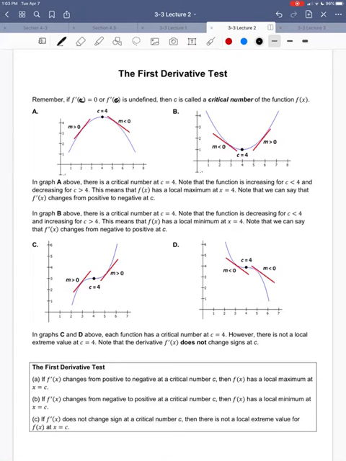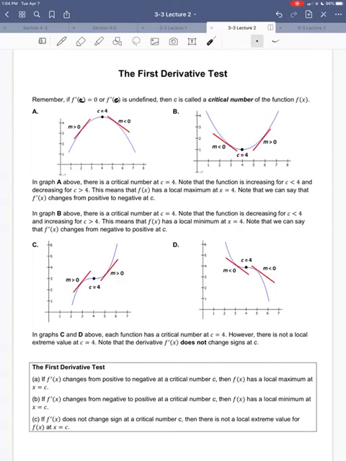So to start with, we've defined what's called the critical number of a function. A critical number of a function is a number c where f prime of c is equal to 0 or f prime of c is undefined. So we've found critical numbers before. Once we find critical numbers, that's going to be important for this first derivative test.